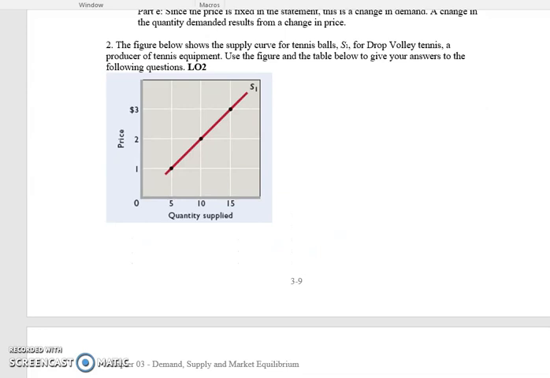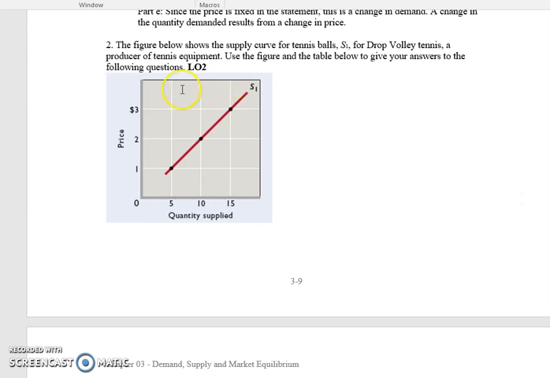Now the figure below shows the supply curve S1 for tennis balls for Drop Volley Tennis, a producer of tennis equipment. Use the figure and the table below to give your answer to the following questions. We have price and quantity supplied. Price is $1, quantity is 5, price is $2, quantity 10, price is $3, quantity supplied is 15. This is by Drop Volley Tennis, and this is the supply curve, right?